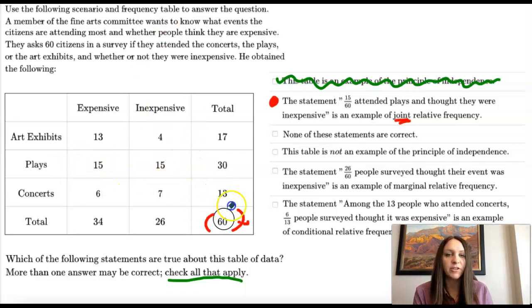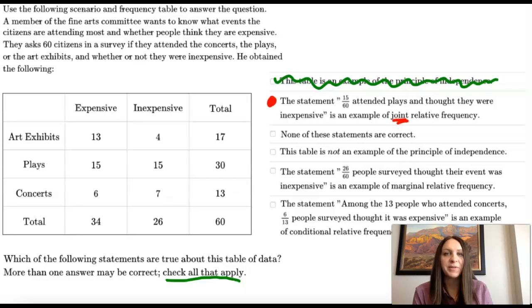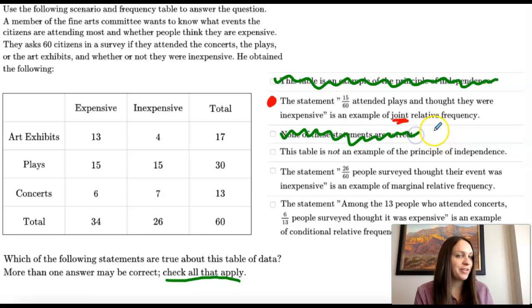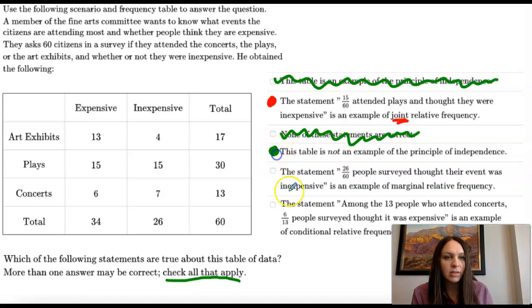None of these statements are correct. That's our next one. That's not true because we shuffle. It's not at the bottom. This table is not an example of the principle of independence. So this is true because we said it's not up here.